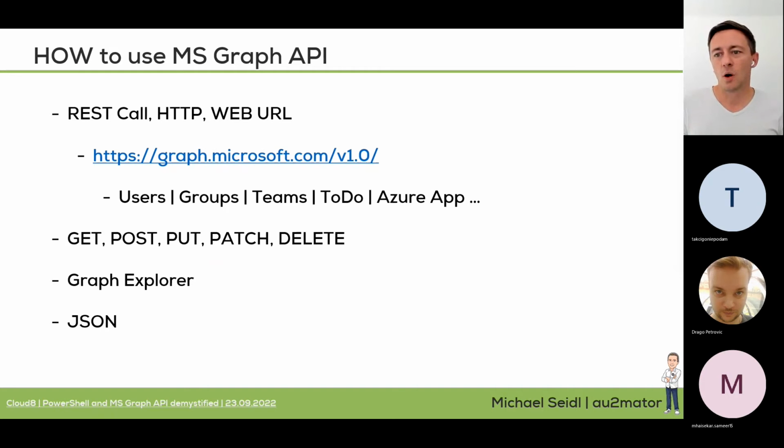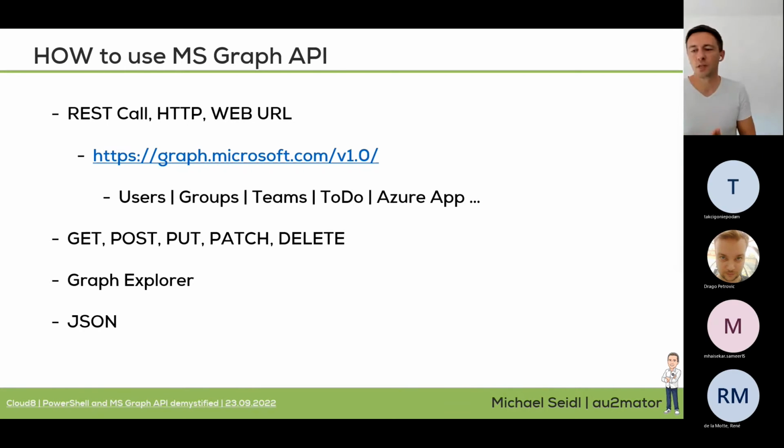So you do a REST call, an HTTP call to the Microsoft Cloud. So it is https://graph.microsoft.com/v1.0. Graph API is released in version 1.0. There are still some endpoints only available in the beta state, for example Endpoint Management or Intune, that stuff. We use them at some customers, and that's fine. They will be moved to v1 in the near future.